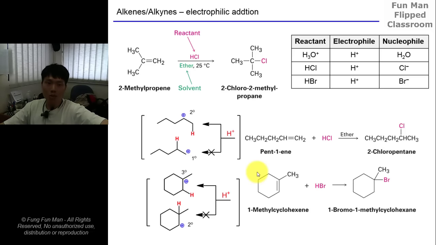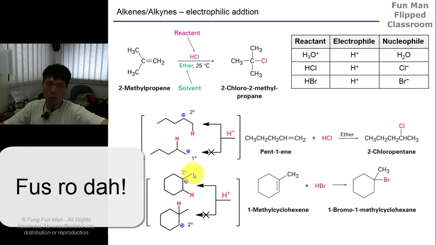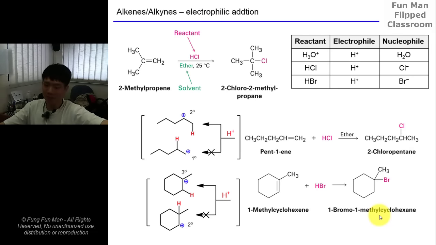The next example is very similar. 1-methylcyclohexene with HBr. Try it out. You got tertiary versus secondary. Tertiary will win, and that's the only product: 1-bromo-1-methylcyclohexane.